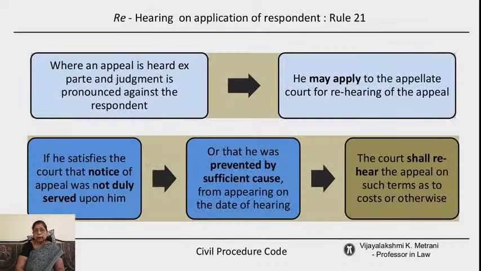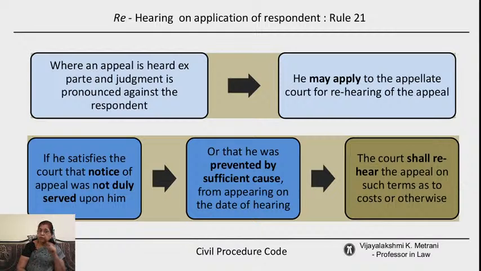Then rehearing. Now he doesn't appear, it is heard ex parte. Later on the respondent comes before the court and says that I want to hear it, I want to speak my side, and he may apply to the appellate court for rehearing of the appeal. After it has been heard ex parte and judgment also is pronounced, immediately the judgment will be pronounced. As soon as the appeal is heard, the judgment is pronounced. At that time the respondent may appear once again and ask for rehearing.